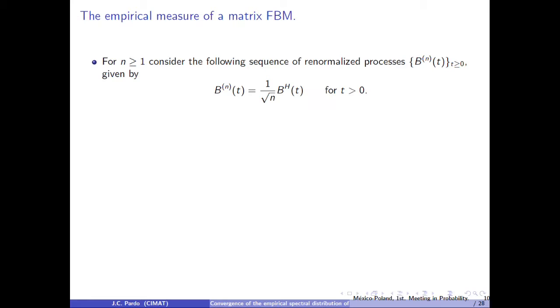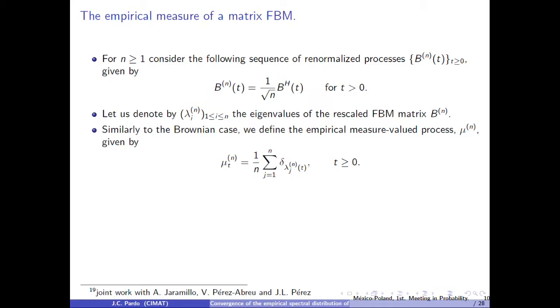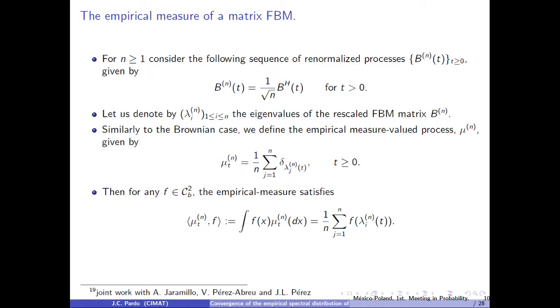So we follow the same approach as in the case of Brownian motion, meaning the following. We renormalize and we consider the eigenvalues of the rescaled fractional Brownian motion matrix. So we define again the empirical measure valued process, and then we play around with this quantity.